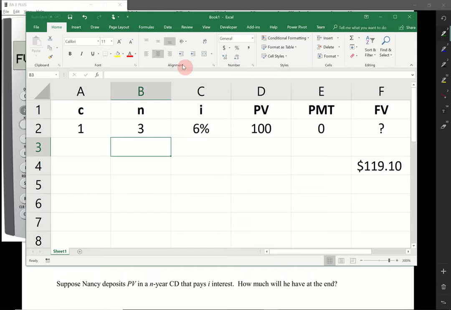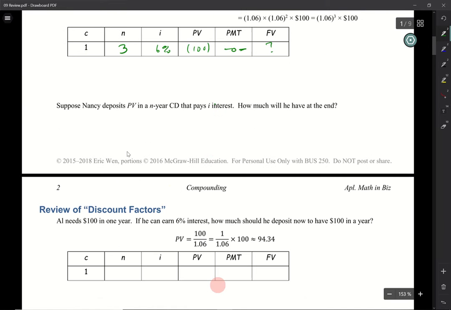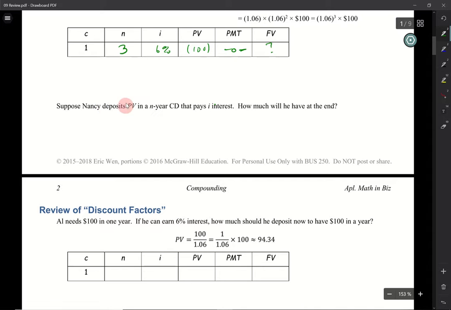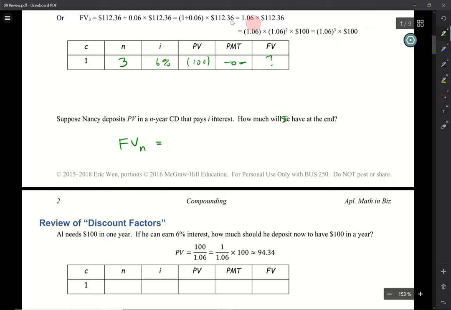Okay, got it? So the question is now, suppose Nancy deposits some present value amount in an N-year CD that pays I% interest. How much would she have at the end? Right, so now we're looking at FVN. So FV after N periods would be something like this, right?